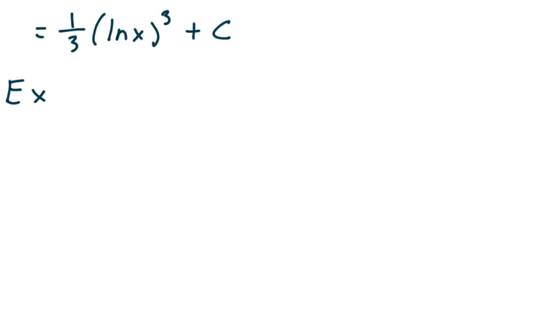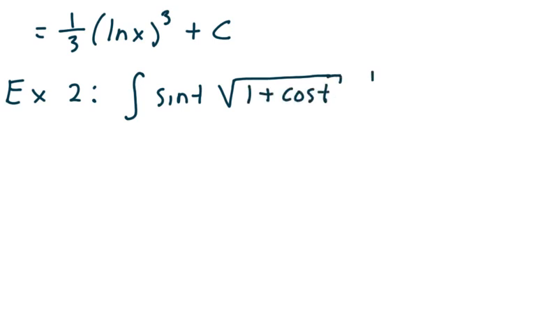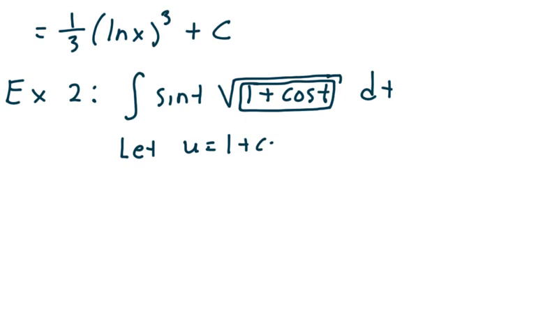Example 2. Suppose I give you this one. Suppose I had the integral of sine of t times the square root of 1 plus cosine t dt. You can kind of see this looks a little complicated, right? But I'm going to let u be the inside function. The inside function is this 1 plus cosine t, because when I look at the derivative, it's almost present inside the integral.